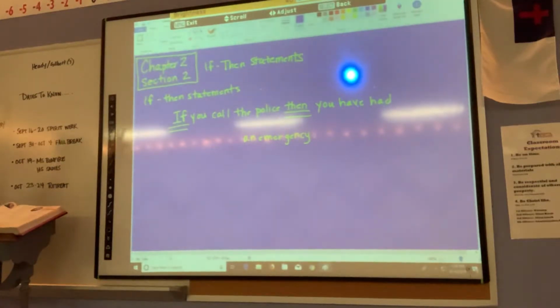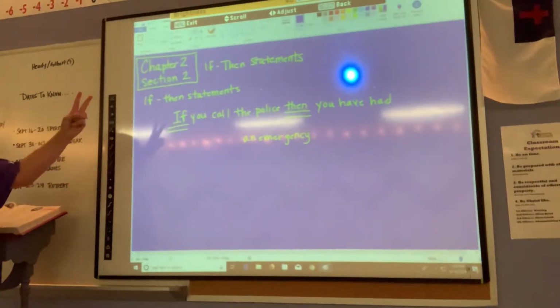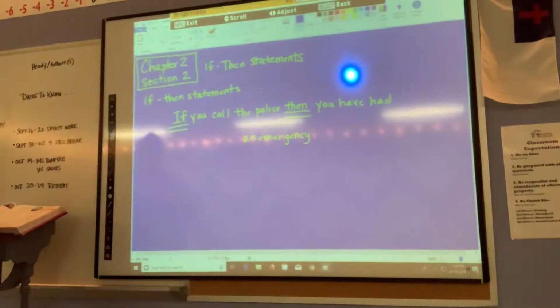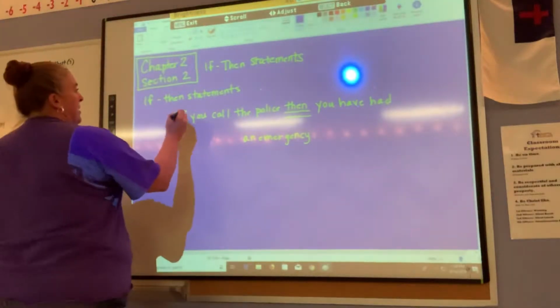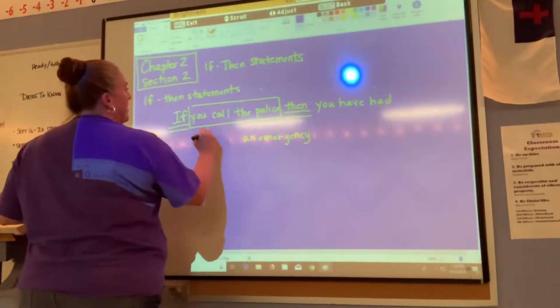There are two pieces in an if-then statement. One of them is what happens after the if, and the other one is what happens after the then. Awesome, you are so smart. What we call what happens after the if is called the hypothesis. So anything after the if, this is your hypothesis.